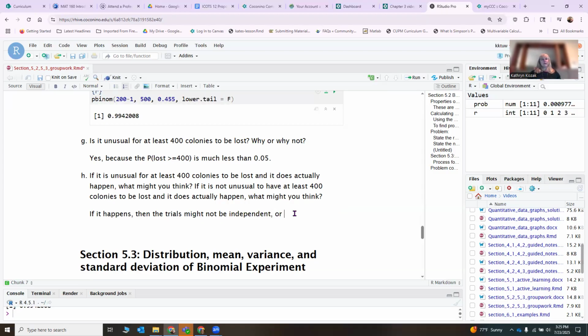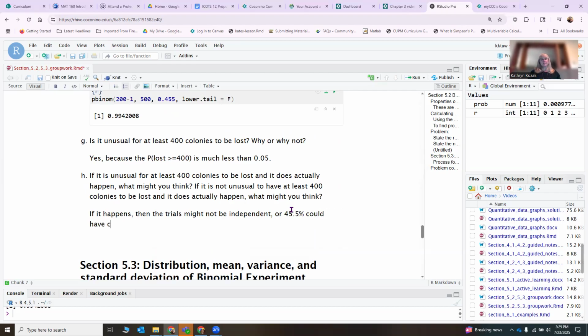Or another thing is, where'd the 45.5% come from? That came from data. So that 45.5% could be wrong, could have changed. That's the other thing that could actually be the reason why. So there's a couple things, and it could have just been by chance. Sometimes things just happen by chance.